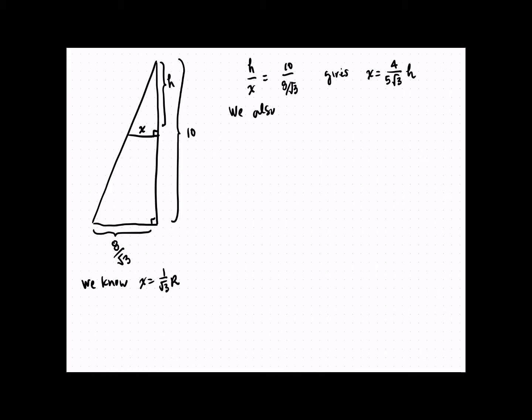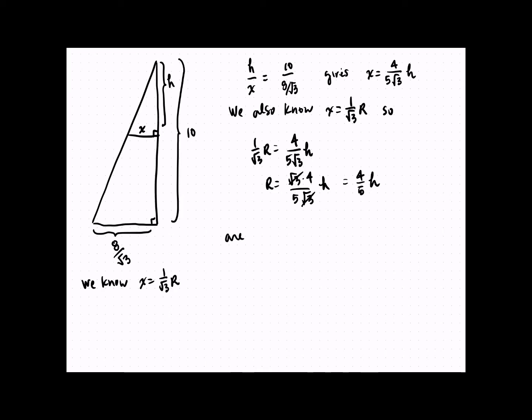We also know x equals 1 over root 3 r. So we can put these two things together to say 1 over root 3 r equals 4 over 5 root 3 h. Right? So let's solve this for r, and we get r equals root 3 times 4 over 5 root 3 h. Root 3's cancel, so I've got 4/5 h.